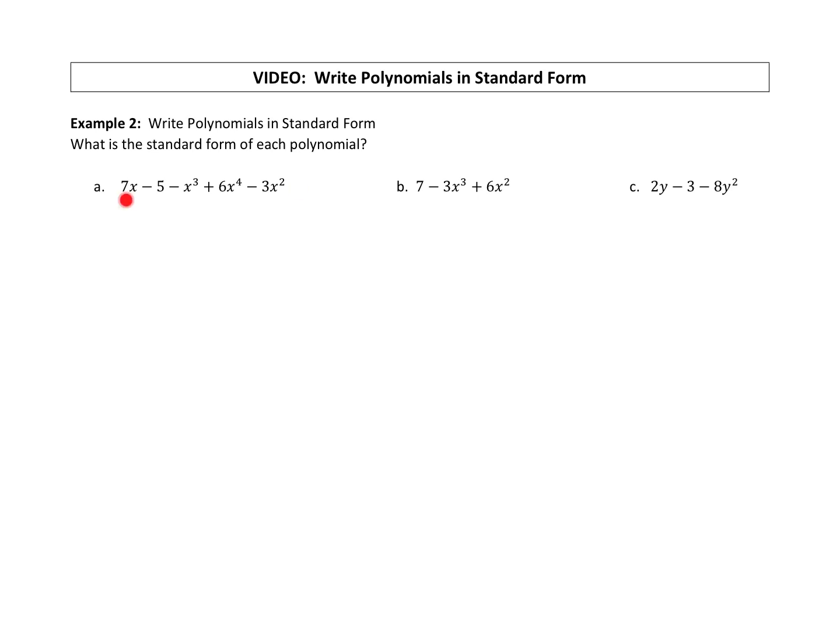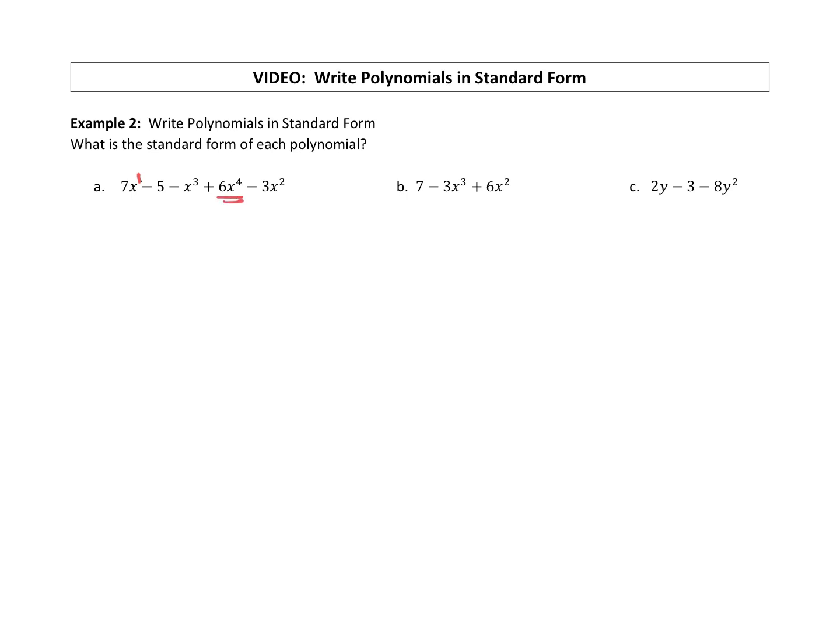So this is a 7x to the first power that has a degree of 1. The 5 is your constant with a degree of 0. X to the third has a degree of 3. X to the fourth has a degree of 4. And x squared has a degree of 2. So we want to identify the largest degree. That's going to be the term that has the x to the fourth. And we're going to start with that term.